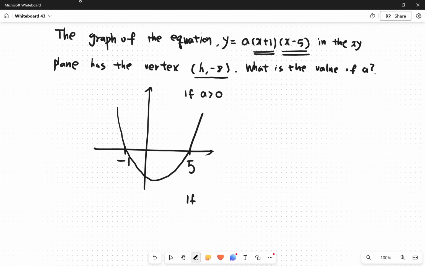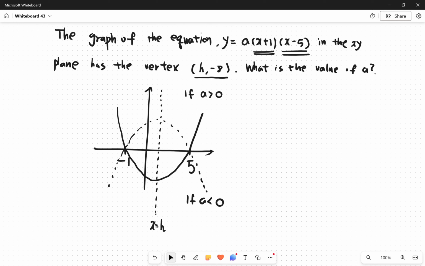Then if a is positive, we have a concave up graph. If a is negative, we have a concave down graph. So the specific graph of this equation should be identified after a is given, but whether a is positive or negative, there is one thing that does not change, which is the line of symmetry, also the value of h. This is x is equal to h.